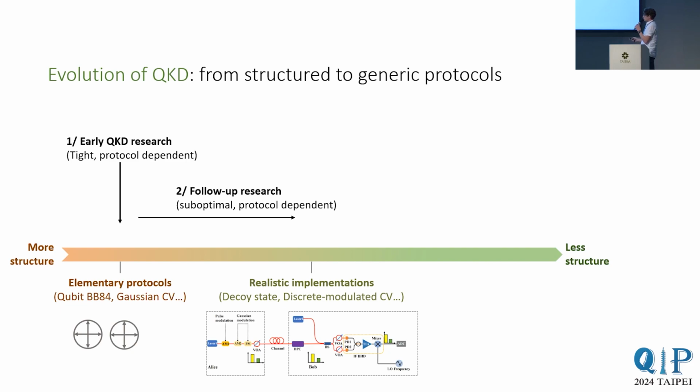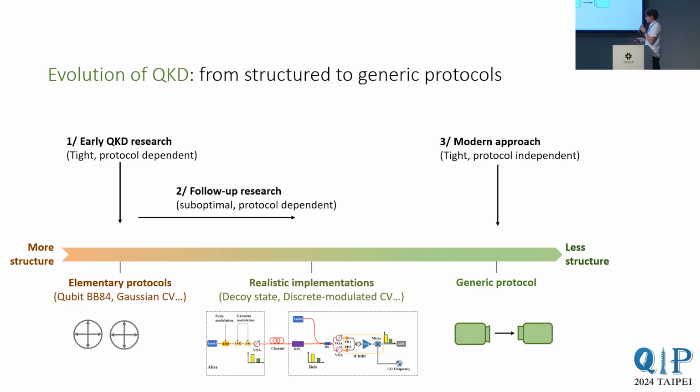So the follow-up research tended to start from these realistic implementations and then reduce the security back to the original very symmetrical protocol. The disadvantage is that while the security proofs for the simplified, elementary protocols tend to be tight, this reduction can lead to inefficiencies. Moreover, this reduction needs to be done on a case-by-case basis. For example, my previous postdoc supervisor used to summarize this approach by saying, one protocol equals one PhD.